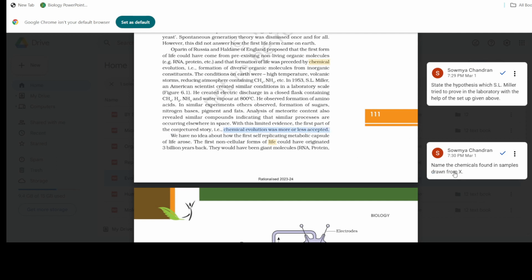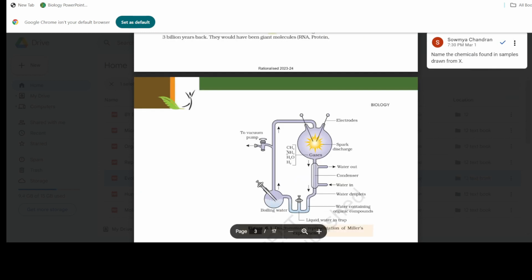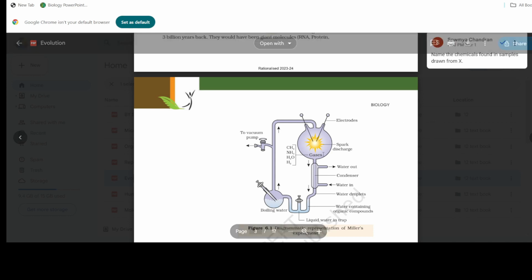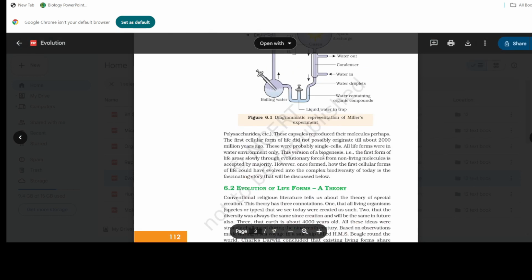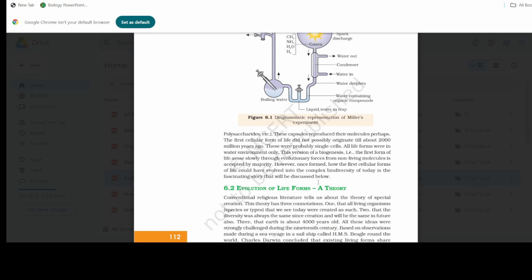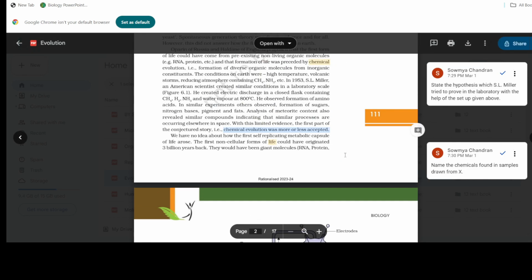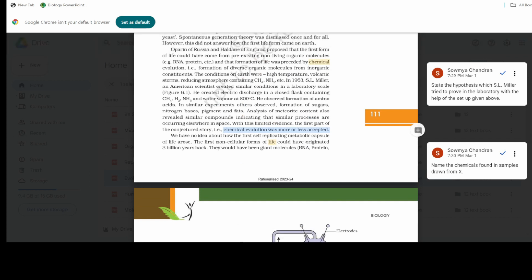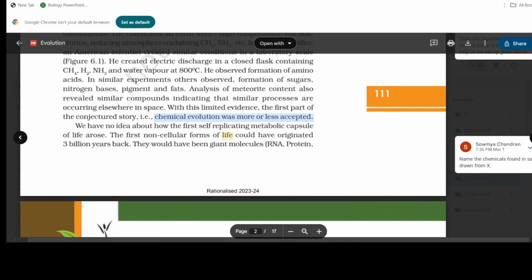Now, name the chemicals found in the samples drawn from X. Here in this figure, they have given the gases, but they are not expecting you to write the gases. Chemicals found in the samples drawn from X. That is, after the chemical reaction, what samples did we get? What were the samples obtained? Here, I can see he created electric discharge in a conical flask containing methane, hydrogen, ammonia and water vapor. He observed the formation of amino acids. So amino acids were obtained.